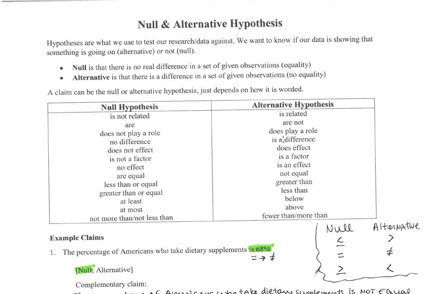For the null, there's no real difference. So nothing's going on, no effect, things are equal, nothing's happening, versus the alternative, that there is a difference in a set of observations. So it's no equality, it's that something is happening. There's a relationship, things do play a role, there's a factor, things are not equal, greater than, less than, something like that.